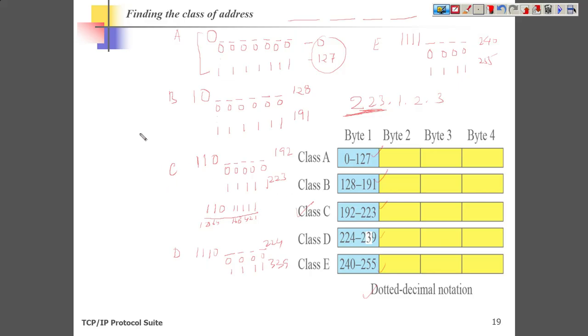Similarly, if any address is given to you in binary like 11001111, all 32 bits given to you in the form of binary, you need to just look at the first 4 bits and we can find out. So 110, we can just look here, and this is class C. So by looking at the first 4 bits, if the address is in binary, or by looking at the first octet value, we can find out to which class this belongs.